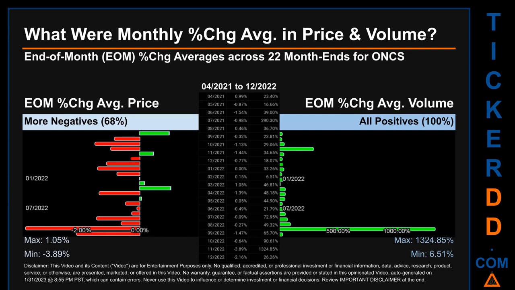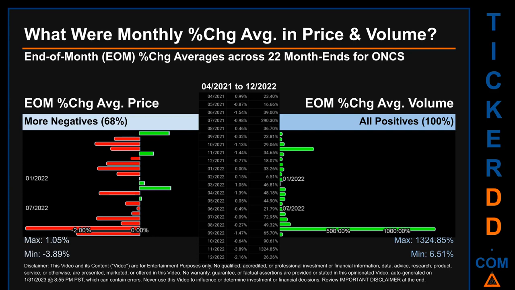From 04/2021 to 12/2020 seconds, out of 22 month ends, 15 had a negative percentage change in average price. Meaning 68% of month ends saw a negative percentage change in average price. In terms of volume, 22 out of 22 month ends had a positive percentage change. That is 100% of month ends saw a positive percentage change in average volume.